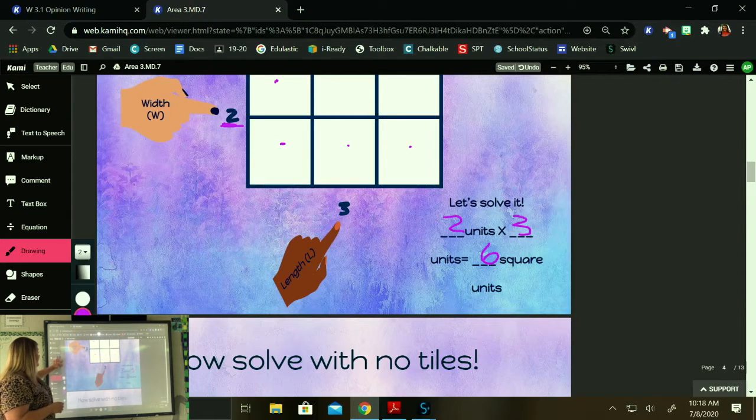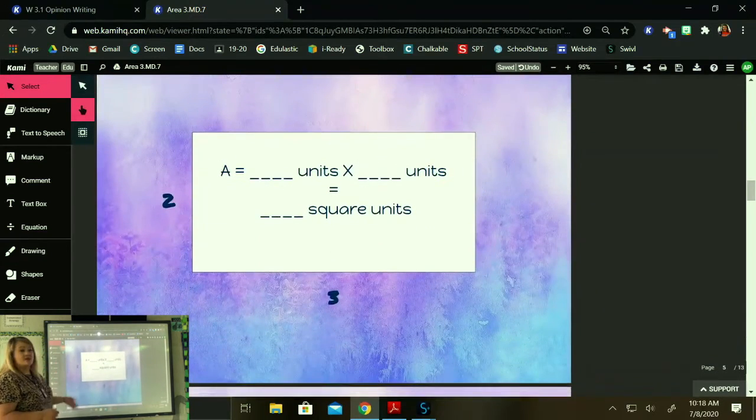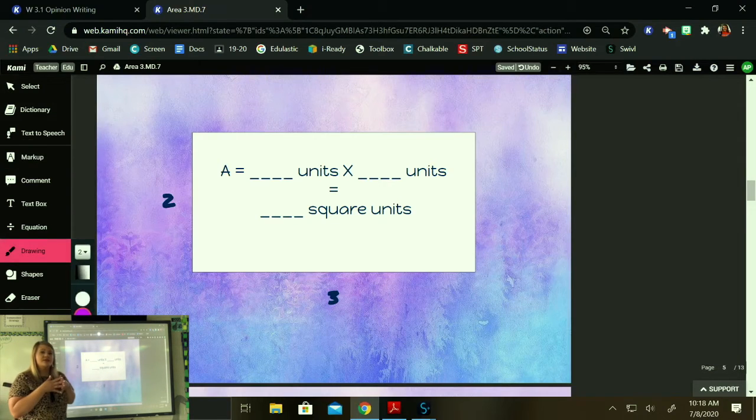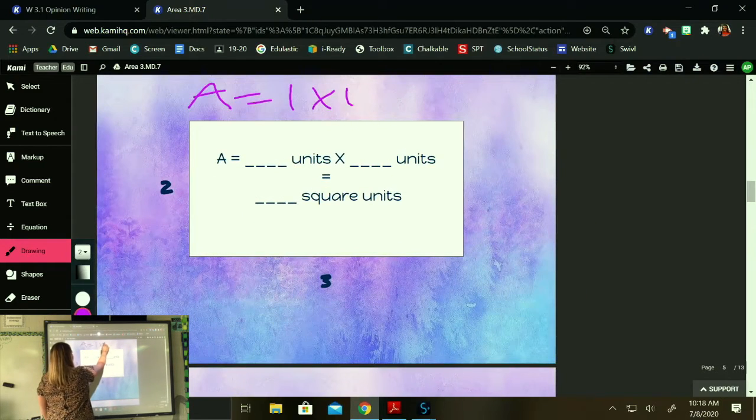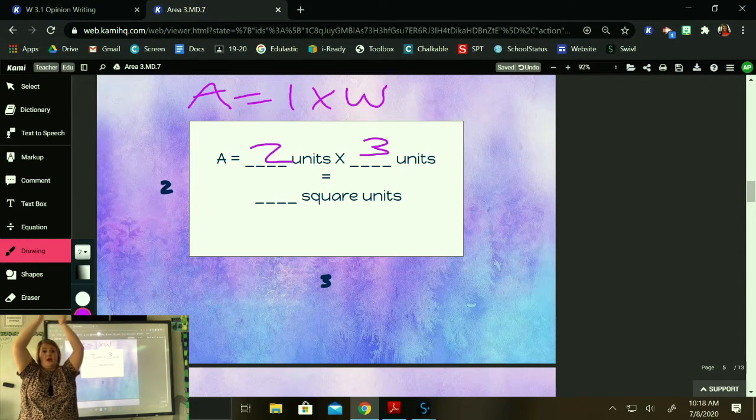Now, sometimes we'll be solving it and there won't be any tiles. You'll just see a blank box, just like this one, and it'll have the numbers 2 and 3. So, when we're working with that, you're going to do the same thing. This time you just won't be able to count the tiles as well. You just have to focus on the numbers. But we're going to still do area equals length times width. And we know that area equals 2 units times 3 units, and 2 units times 3 units equals 6 square units.